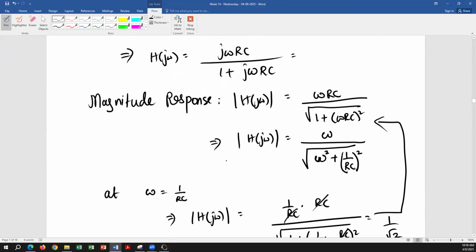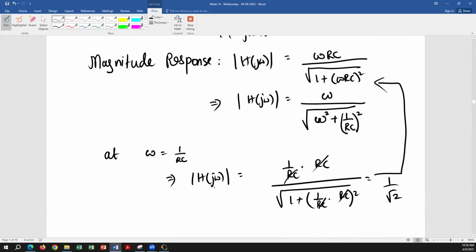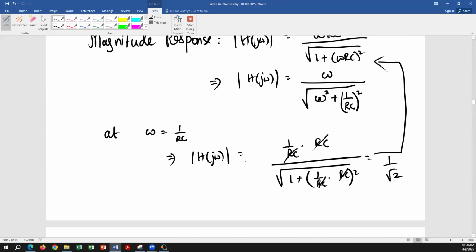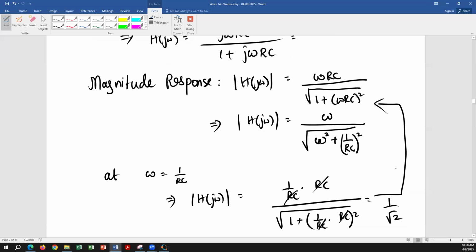How do you know it's going to be high pass? We look at the magnitude response expression, this one or this one, whichever. When omega is going to be small, the numerator is 0, so H of j omega is 0. As omega is increasing, when omega gets to 1 over RC, we know that the magnitude is going to be 1 over square root of 2, the cutoff frequency.